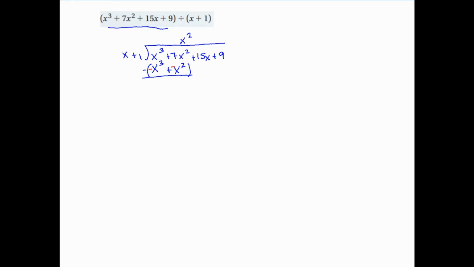So it's going to say x cubed minus x cubed. Well, that cancels out. That's exactly what we wanted. And then it's going to say 7x squared minus x squared. That's going to get me 6x squared. Then I'm going to bring down plus 15x. Okay, we're going to do it again.